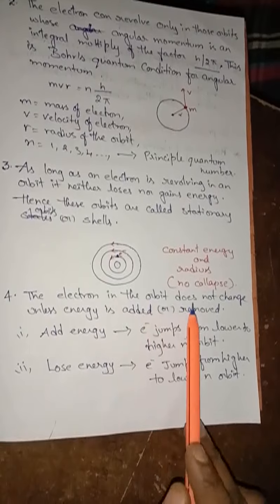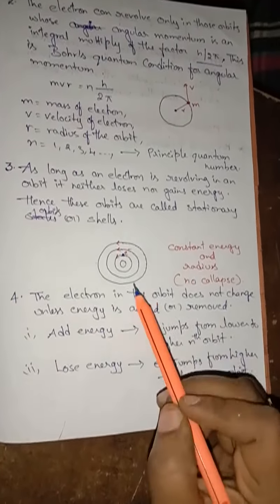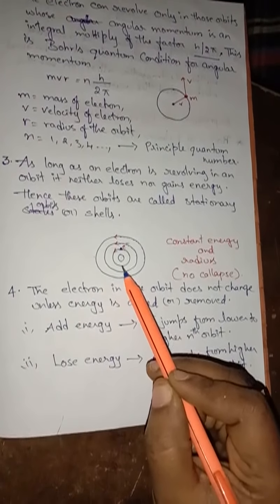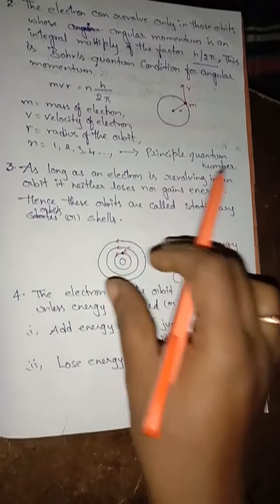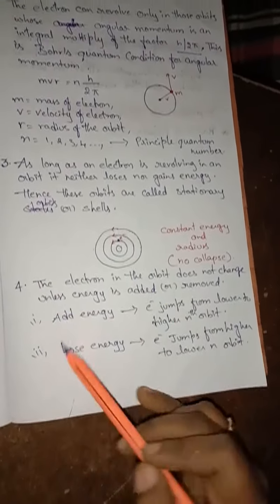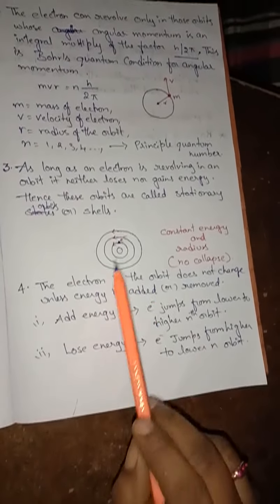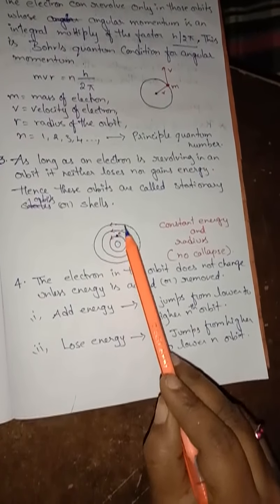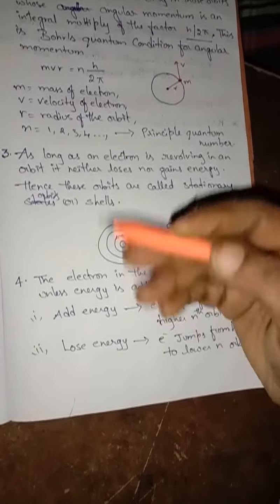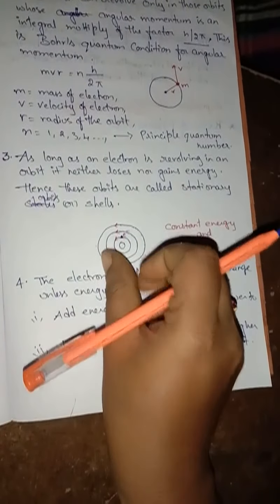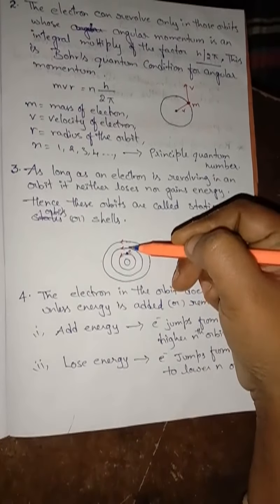Next comes the fourth one. The electron in an orbit does not change unless energy is added or removed. Whatever electron is moving in an orbit, only if you add energy or remove energy will there be a change. So if you add energy to this electron, what happens? The electron jumps from the lower orbit to the higher orbit. From here to here it will jump. The energy is taken by this electron, and then it moves to the higher orbit.